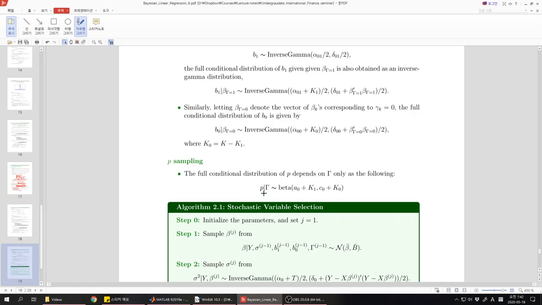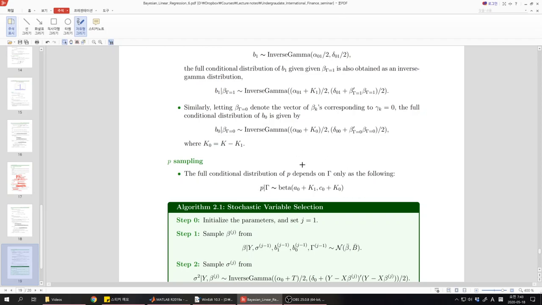So then p should be large, because p determines the proportion of the important regressors among the total regressors considered in the linear regression. Okay. So again, p is just simply generated from this beta distribution.